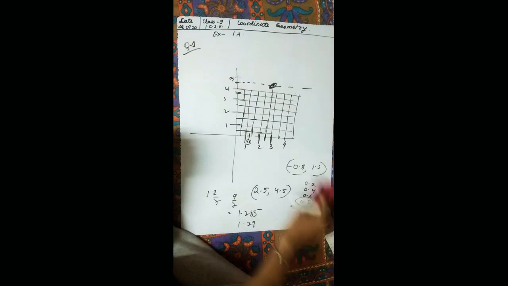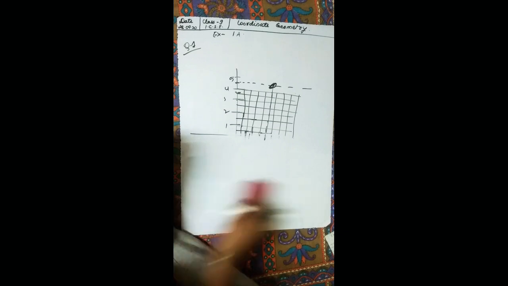So you do up to the sixth question. After that I'll explain in the next lecture. You write all the basic things. Don't forget to write.